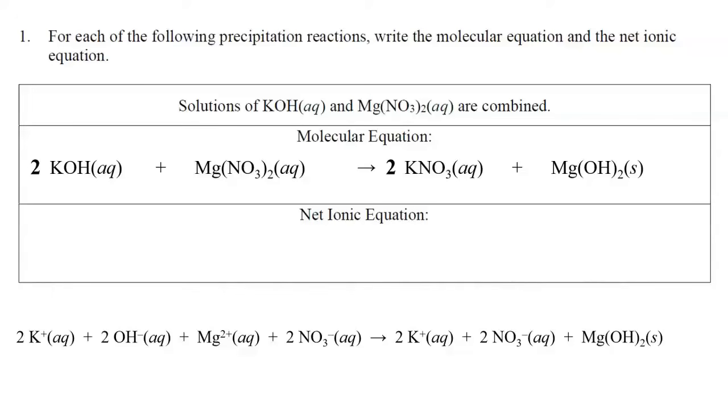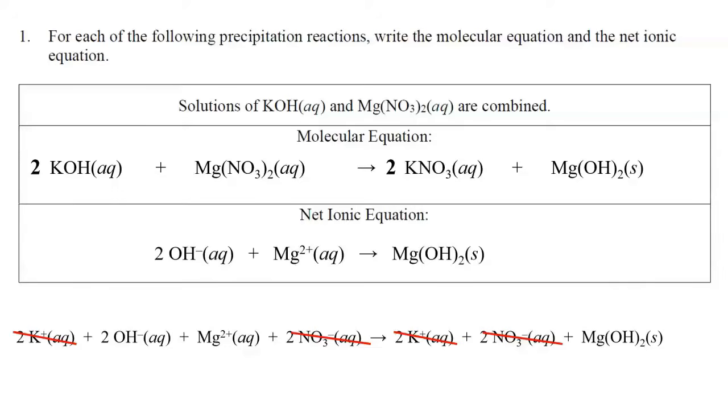Now we cross off the spectator ions that appear in identical form on opposite sides of the equation. So we can cross off the potassium ions, and we can cross off the nitrate ions, and what we have left, what remains, is the net ionic equation.